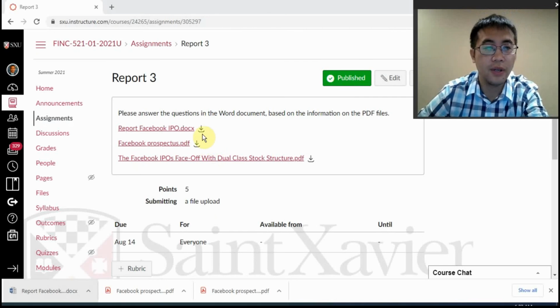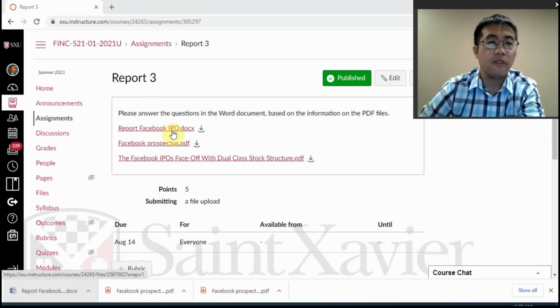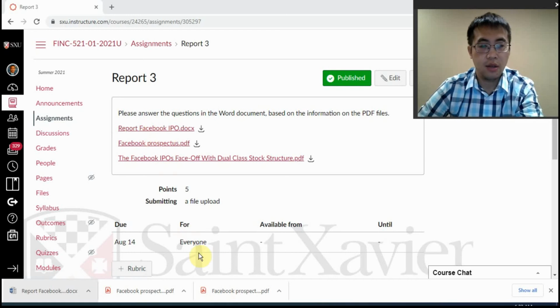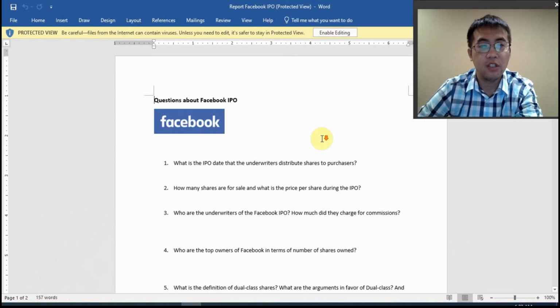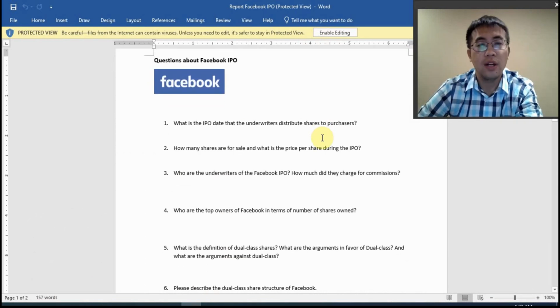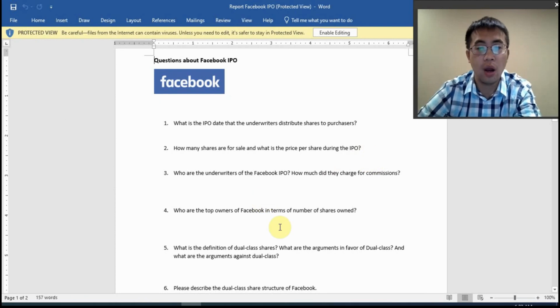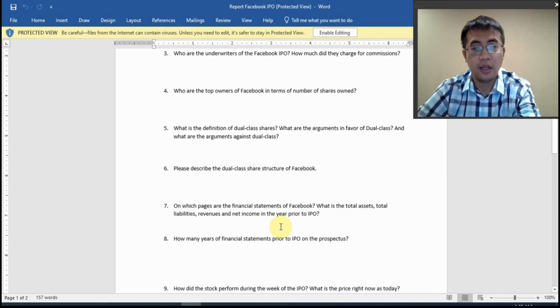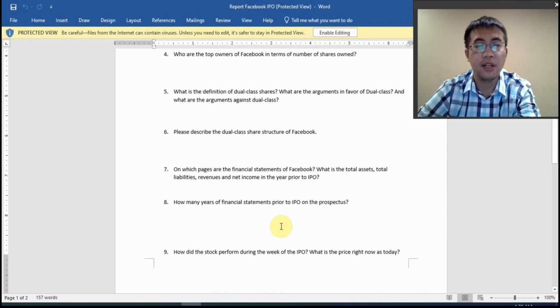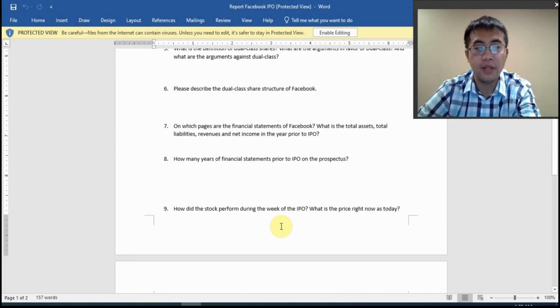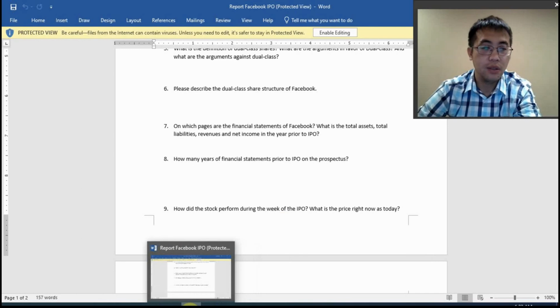There are 3 documents listed in the report. The first is a Word document. It is the questions you need to answer for this report. It is about the Facebook IPO, and it is asking you what is the date of the IPO, how many shares are issued, who are the underwriters, and who are the top owners. It also asks you about the financial statements, like the total assets and total liabilities. It also asks you about the stock performance of the first week of the IPO and the overall performance from the IPO till today.